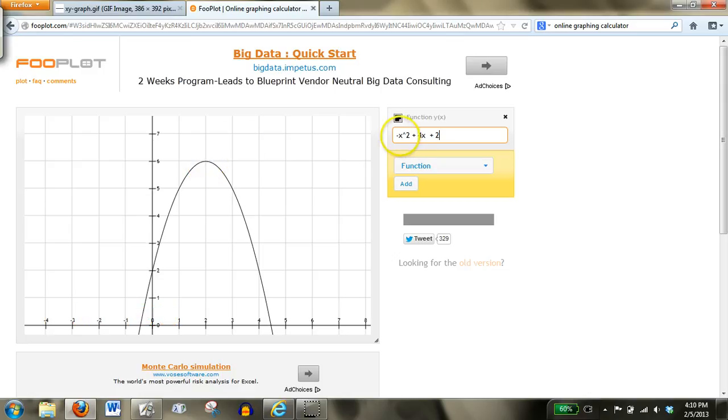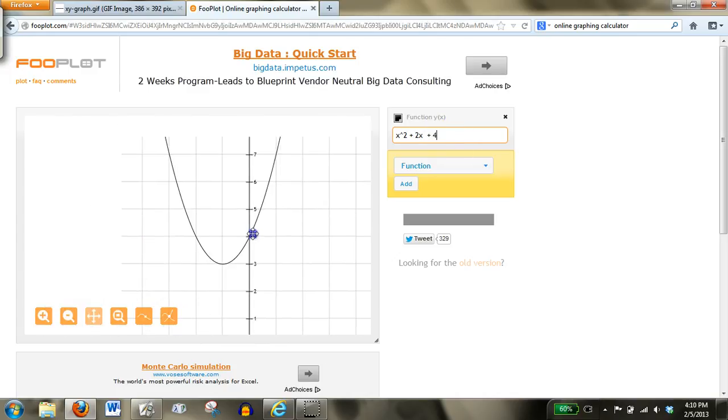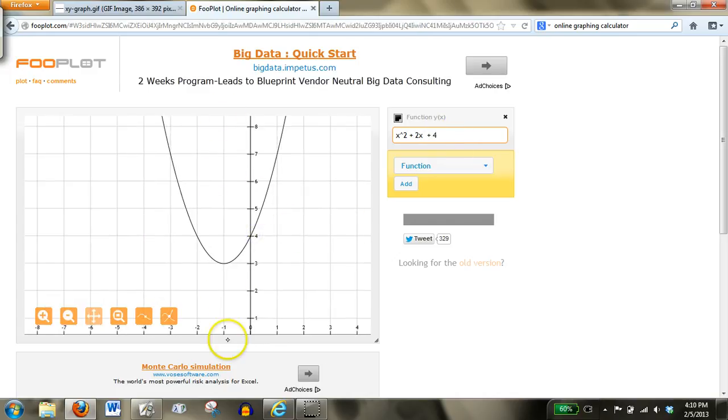Now think about our last example we were just looking at. Let's make this x squared plus 2x plus 4. This opens the other direction. Our line of symmetry, just like before, is at negative 1 when we showed this example earlier. And this would still be the vertex. Okay, it's that key point where direction shifts.